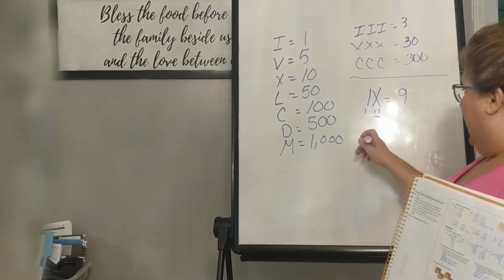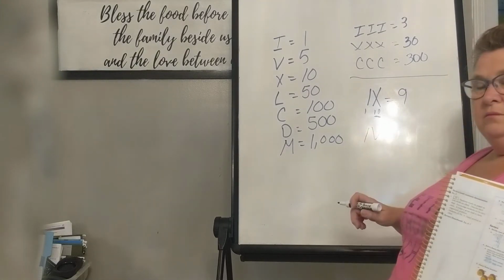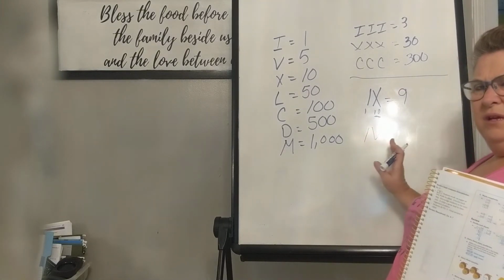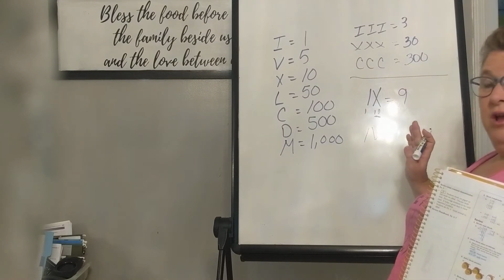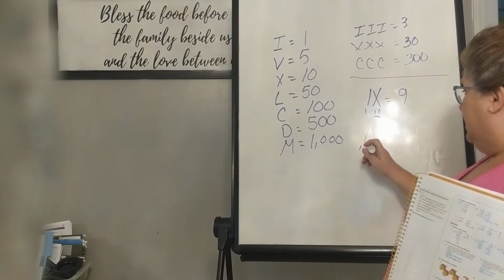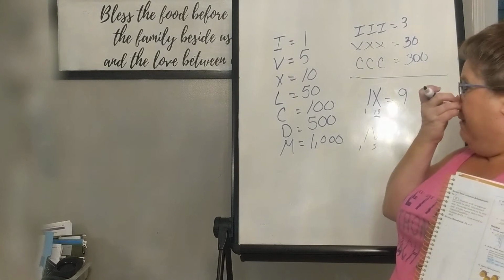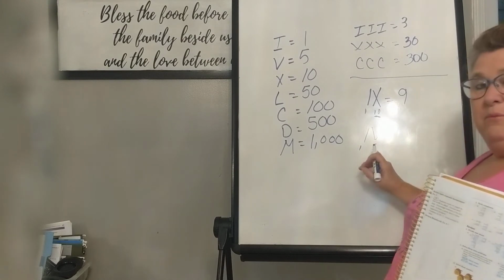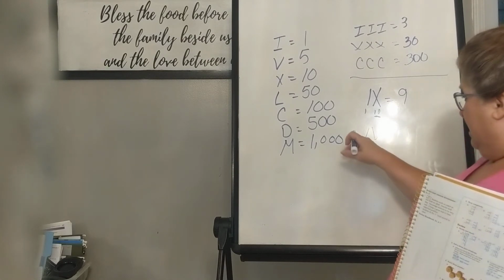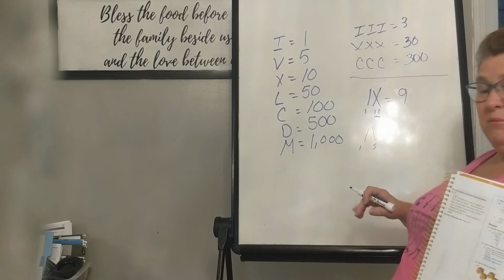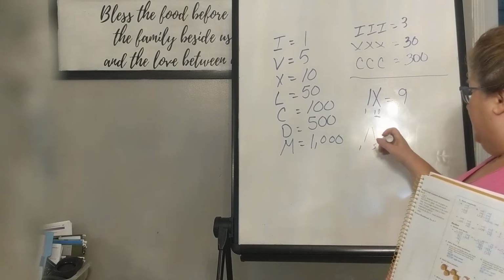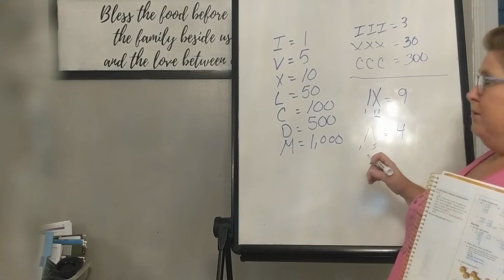Now if I have IV, did I start with a bigger number and keep going down to smaller numbers? No, I started with a 1. My next number is a 5. So when you have that smaller number in front of a bigger number, you know you're going to have to subtract that smaller number from that bigger number. So 5 minus 1 is 4.